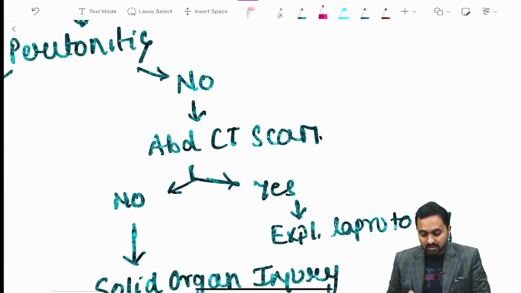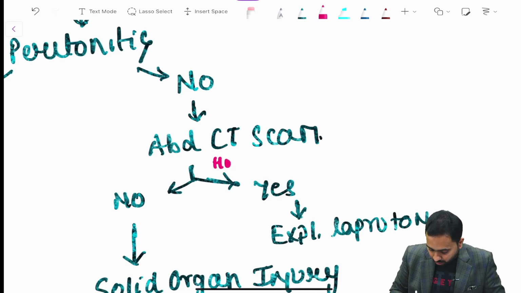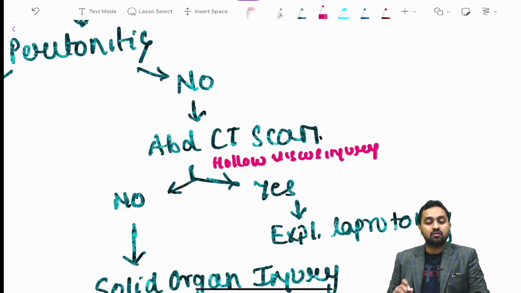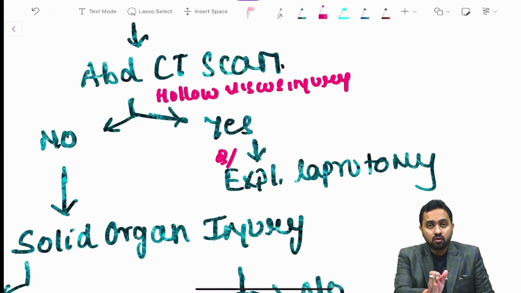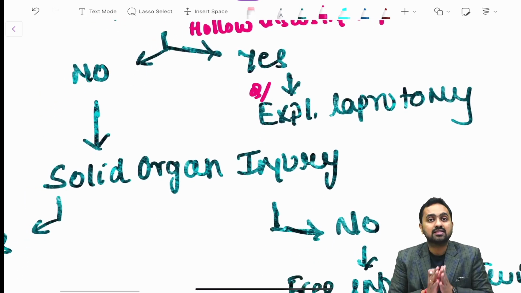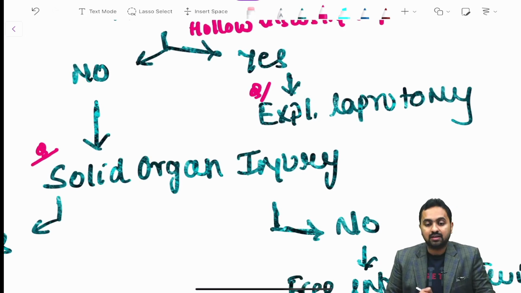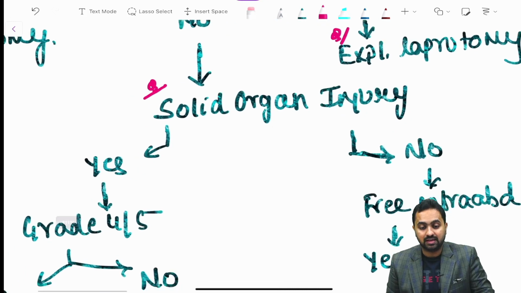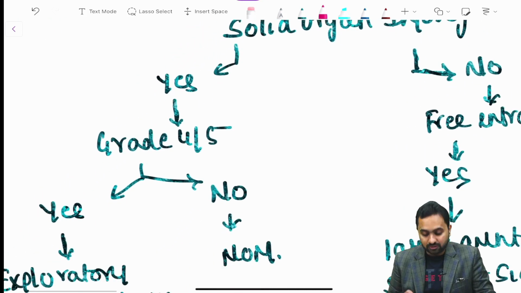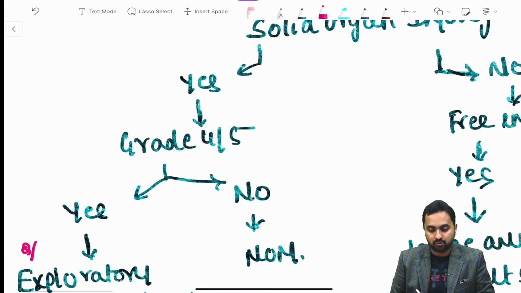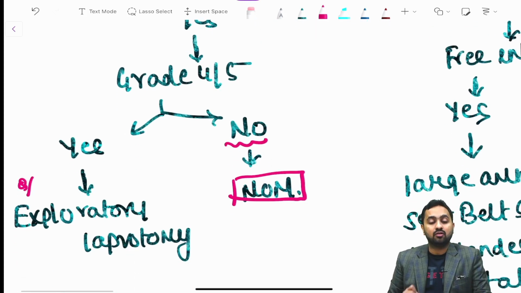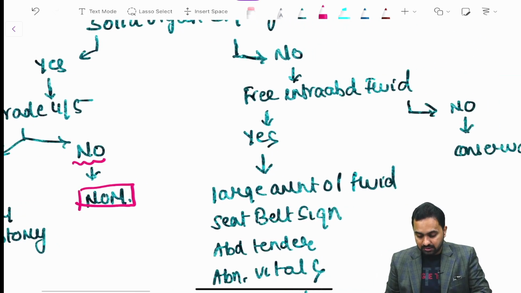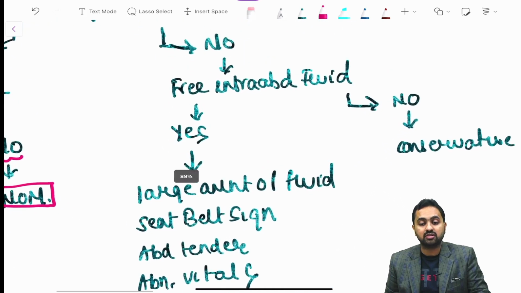Now, in abdominal CT scan, we check for your hollow viscus injury. Now, if there is a hollow viscus injury, then we would go for an exploratory laparotomy. Now, if there is no hollow viscus injury, then we move towards the next part to check for a solid organ injury. Now, if there is a solid organ injury, then we check if it is grade 4 or grade 5. Usually in grade 4 or grade 5, you would require a laparotomy, whereas grade 1, 2, 3 can undergo non-operative management.